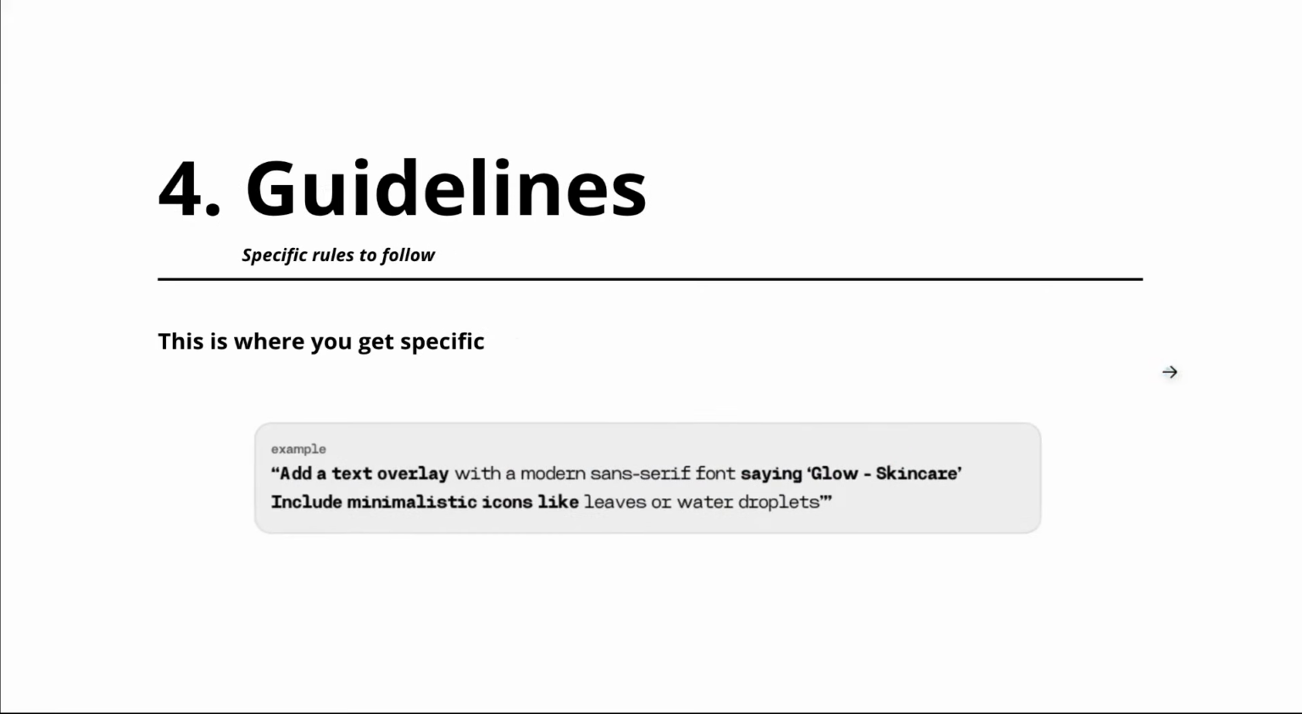The fourth part of the prompt should be the guidelines. Like, what are some of the rules that the image should follow? This is where you get really, really specific. For example, this should be 1:1. Add this headline and subheadline, or you can say add these icons or badges. All those small little details go into the guidelines.